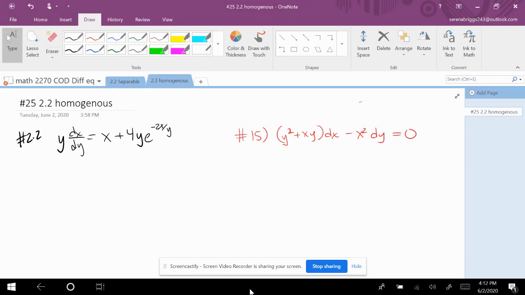For section 2.2, I thought it would be good to put these two problems, number 25 and number 15, next to each other, because they're different, yet you can use the same things for them. And they're kind of unique, each one. So on problem number 15, this is a homogeneous equation.